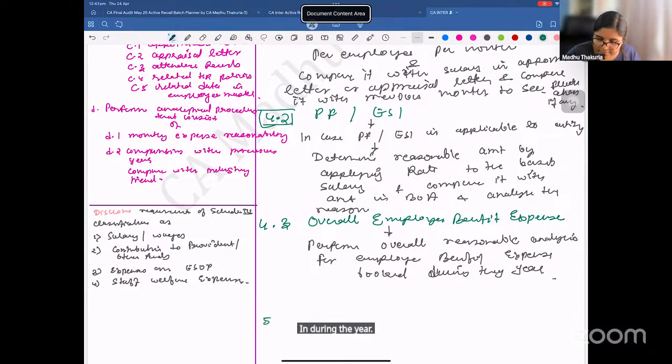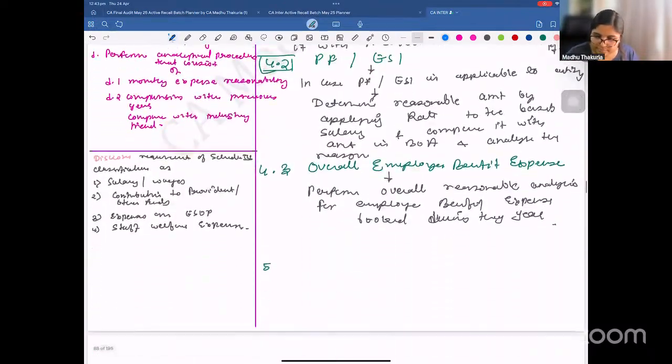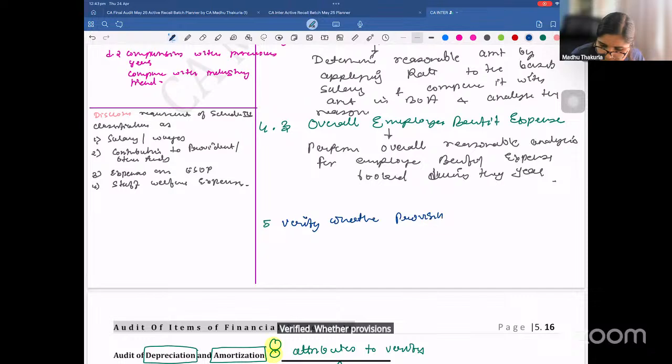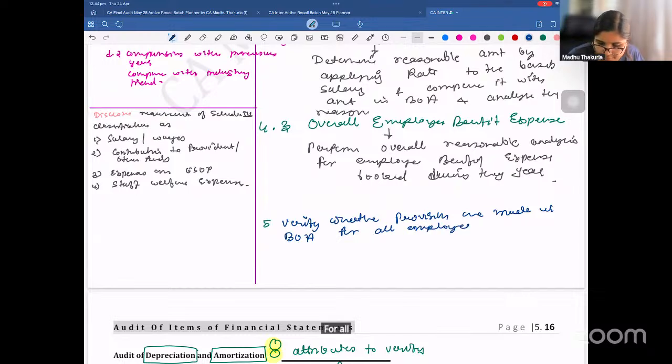And last, fifth, verify whether provisions are made in books of account for all employee benefit.